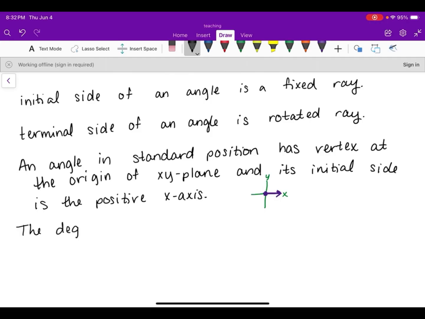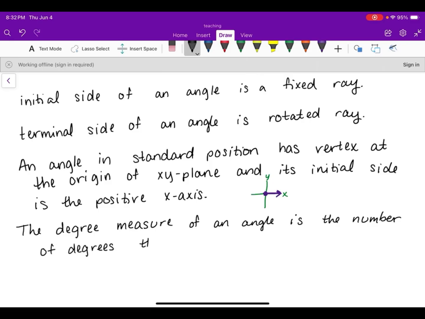Now, the degree measure of an angle is the number of degrees the terminal side is rotated.